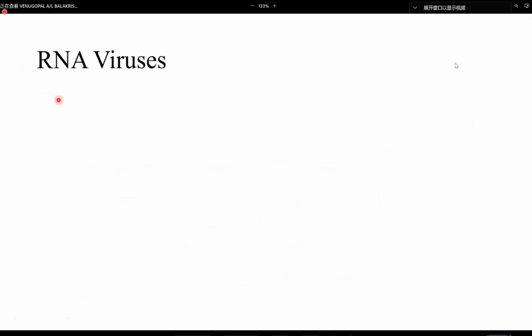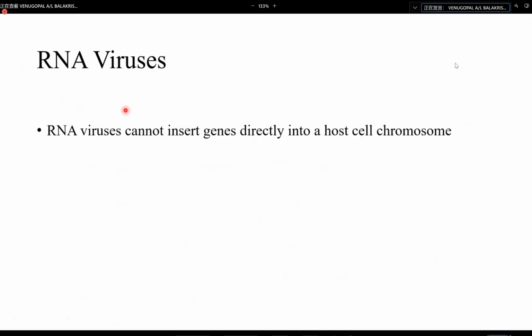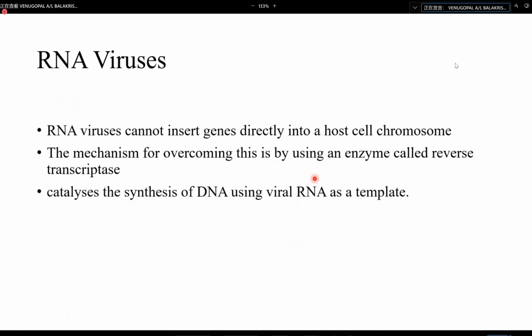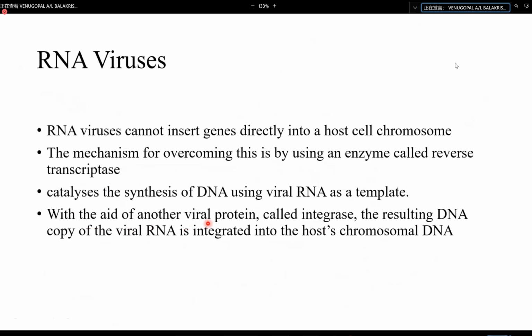So they have to reverse transcribe. The RNA viruses cannot insert genes directly into a host cell chromosome. They cannot directly insert like the DNA virus. So what do they need to do? The mechanism for overcoming this is by using an enzyme called reverse transcriptase, which catalyzes the synthesis of DNA using the viral RNA as a template. And then with the aid of another viral protein called integrase, the resulting DNA copy of the viral RNA is integrated into the chromosomal DNA.